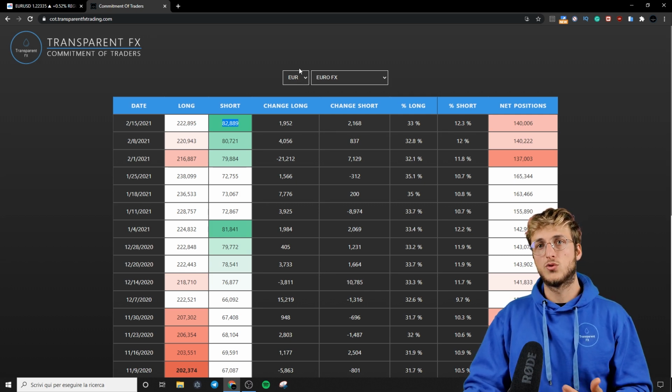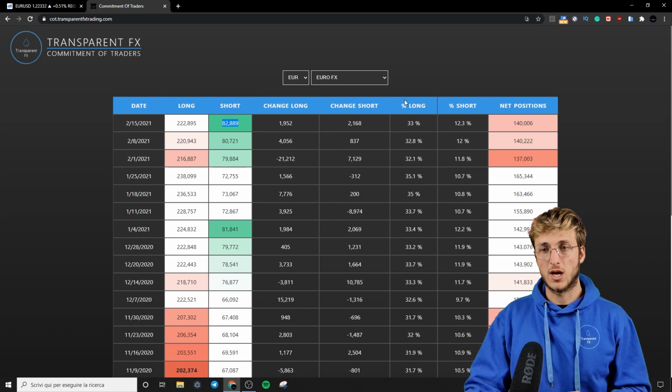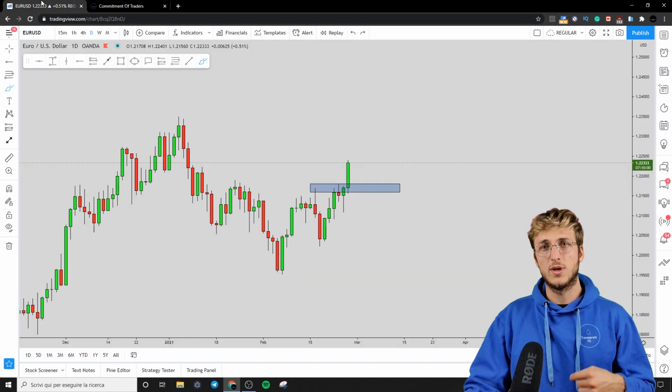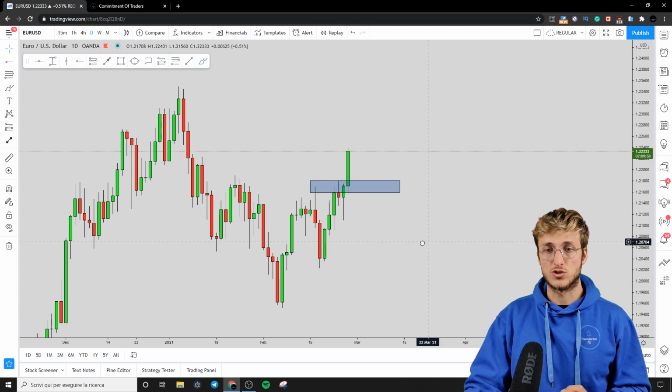So overall on the euro, we can expect more continuation to the upside, considering that the long exposure is 33% and the short exposure is only 12.3%. So overall, we can definitely expect more continuation to the upside.